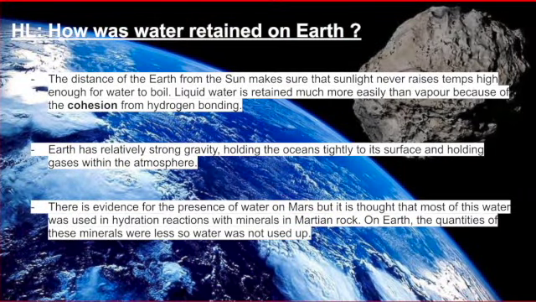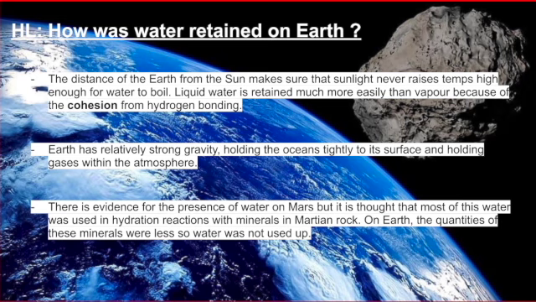Okay, so how was water retained on Earth? So all these asteroids hit and hit, but what kept them on Earth? Why didn't the water just float away or leave or evaporate? Well, you should know these two important points. The distance between Earth and the Sun makes sure that sunlight never raises the temperatures high enough for the water to boil, or too low for it to completely freeze. So liquid water is retained much more easily than vapor because of the cohesion, as we said, from hydrogen bonding. So they hold on to each other.